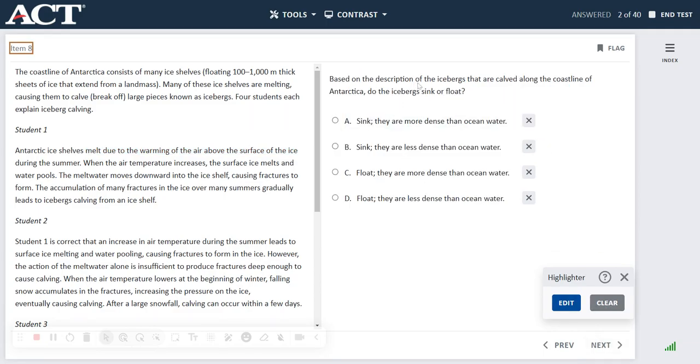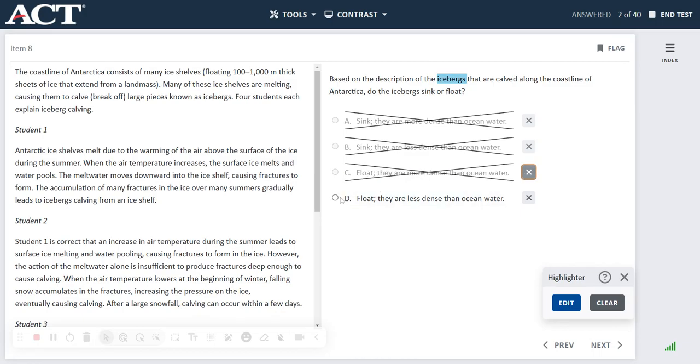Number 8, based on the description of the icebergs, do icebergs sink or float? Well, we know icebergs float. So we're going to say they don't sink. And why do they float? Because they are less dense than ocean water. So D, things that are less dense will float. More dense will sink.